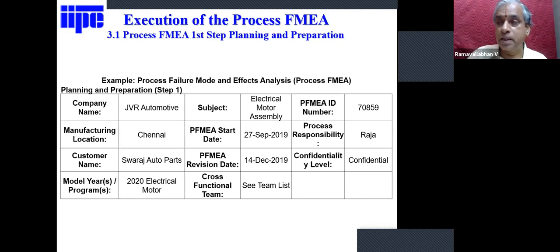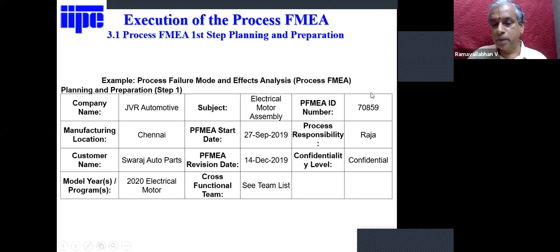Now in this case, if you make a separate sheet wherein you bring in the process-wise different people, who has to do what, the tool room person, maintenance person, production person, you list them and their responsibility, give a document number for that document, and list that document number in the cross-functional team here.